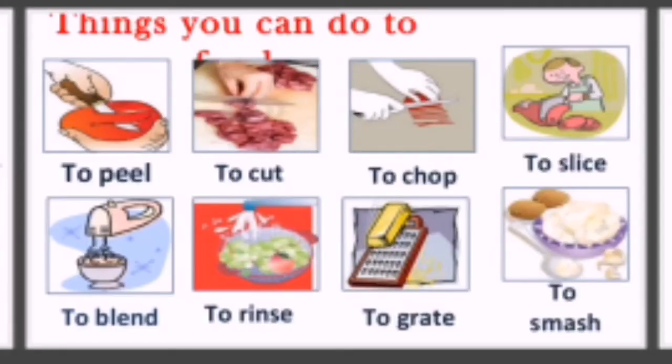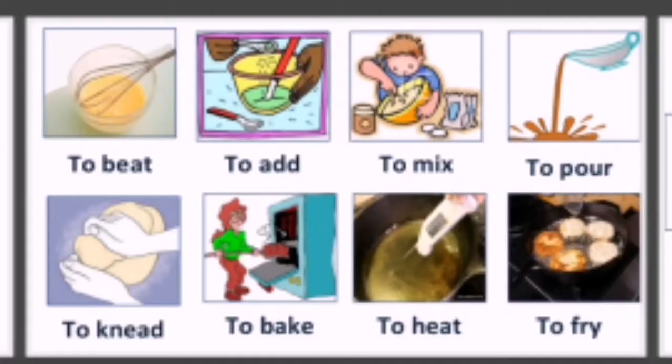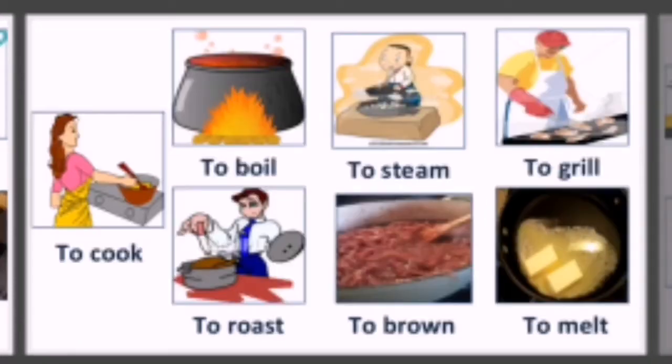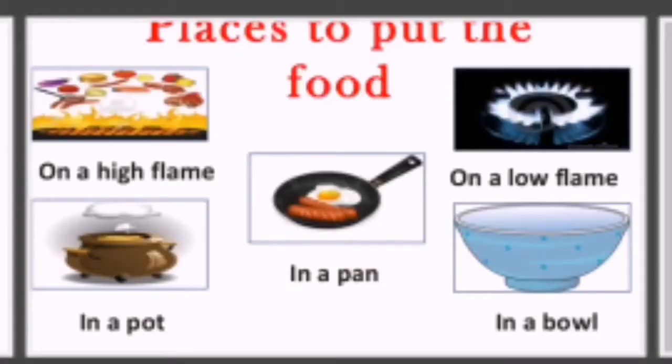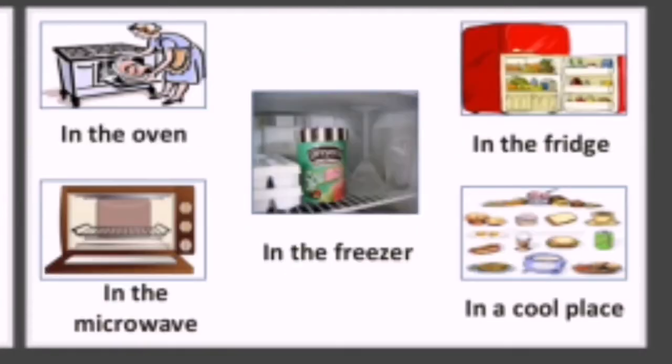These are some cooking verbs. To peel, to add, to mix, to fry, to heat, to bake, to knead, to pour, to grill, to steam, to boil, to cook, to roast, to melt. And these are the places to put the food. In a pan, in a bowl, in the freezer, in the microwave, okay?